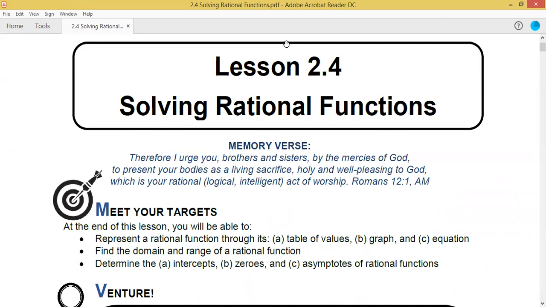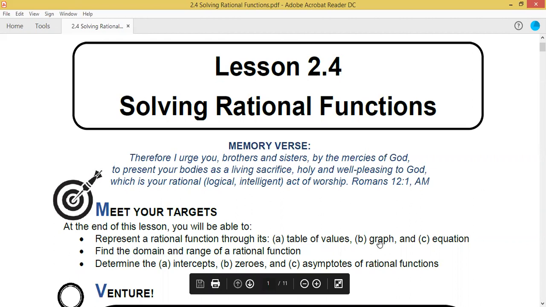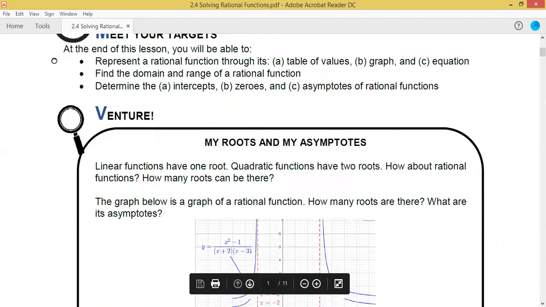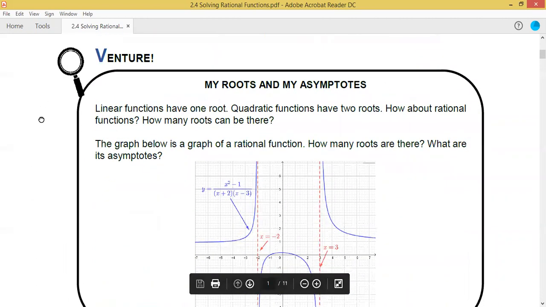In this lesson, you'll be able to represent a rational function through its table of values, graph, and equation, and you'll be able to find the domain and range of a rational function and determine its intercepts, zeros, and asymptotes. Be sure to do the venture part before you go to the lesson proper.